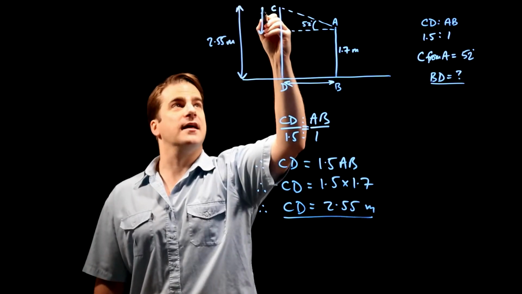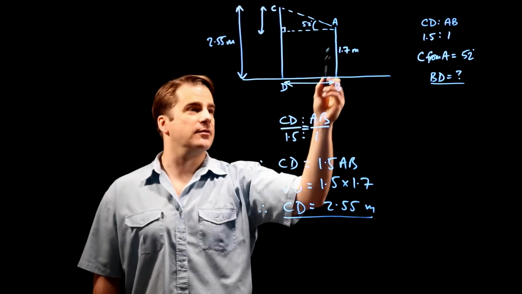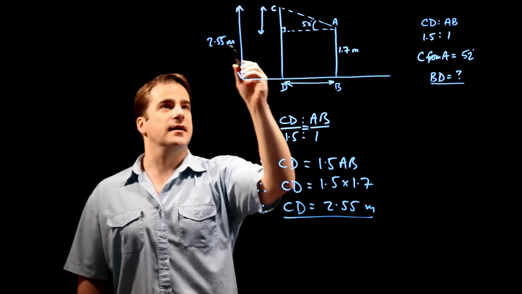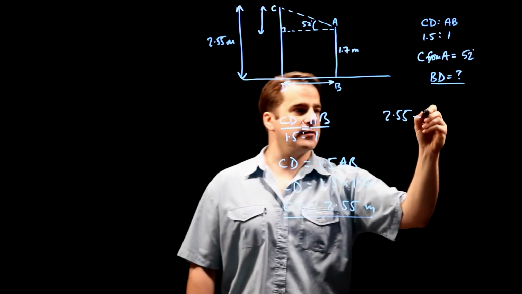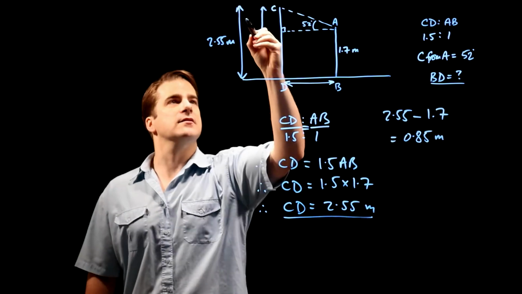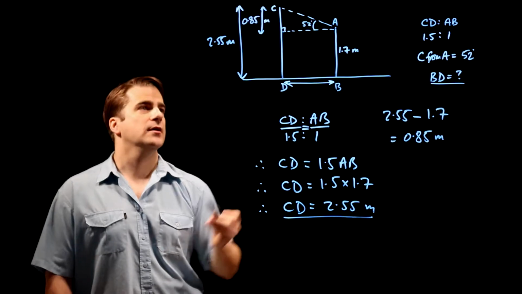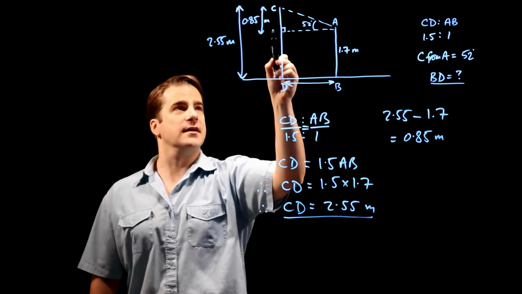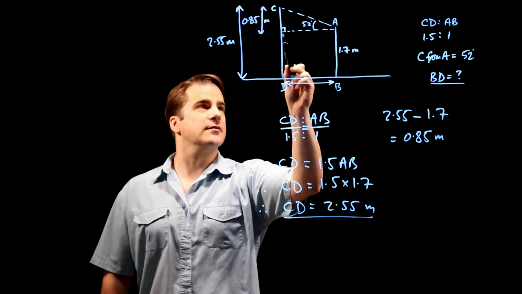So what's that distance there? Because if we know that, then we have a right angled triangle here and we can work out BD. Okay? So that distance there is just 2.55 minus 1.7, which equals 0.85 meters. Okay? So that's 0.85 meters. Good. So look at this triangle. We have a right angled triangle. We know this side here, we know that angle. We can probably work out BD from this.